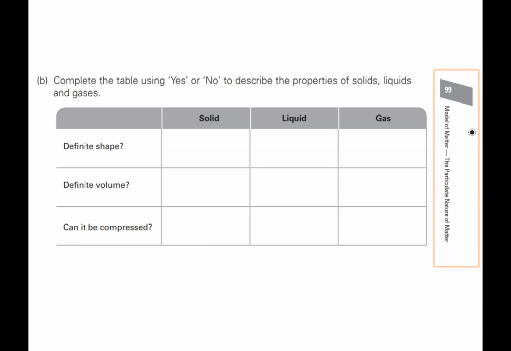Complete the table using yes/no to describe the properties of solid, liquids, and gases. Solids have definite shape. Solids also have definite volume. However, solids cannot be compressed because the particles are too closely packed and there is little space in between particles.